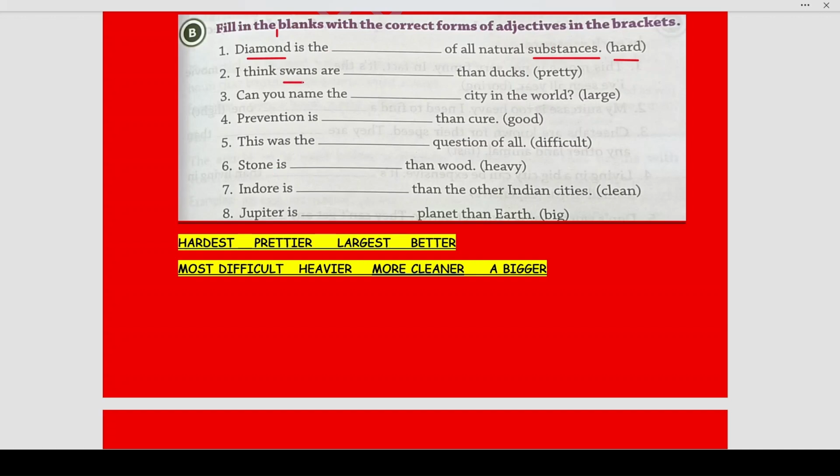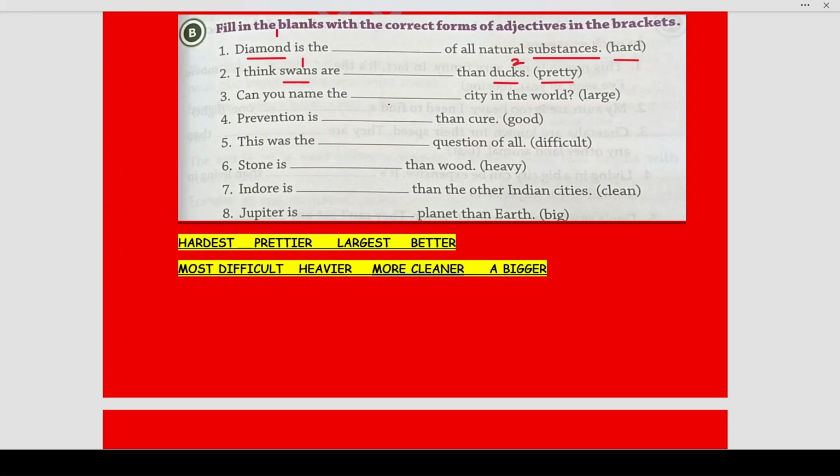I think swans are dashed than ducks. Here you can see that there is a comparison between one subject and another subject. Only two subjects are being compared here. So, positive degree pretty becomes prettier. I think swans are prettier than ducks. This is how you will approach. You will see how many subjects are there.